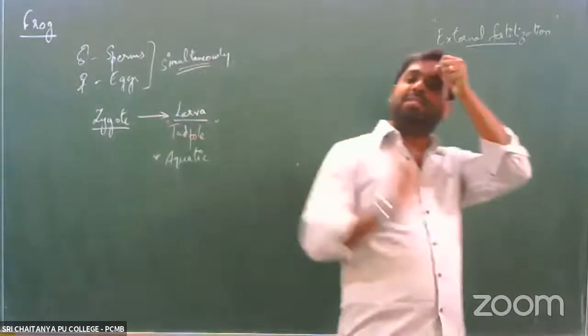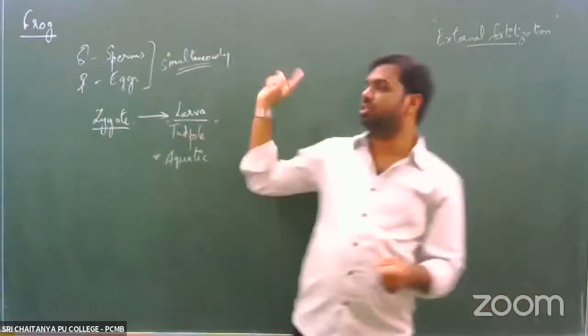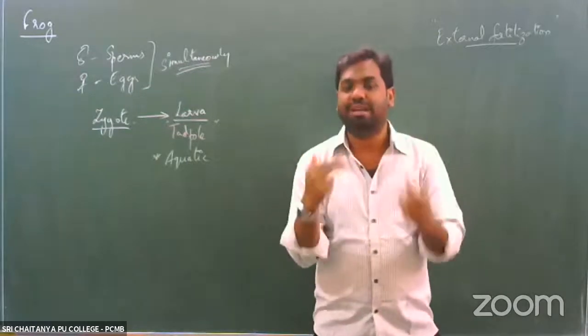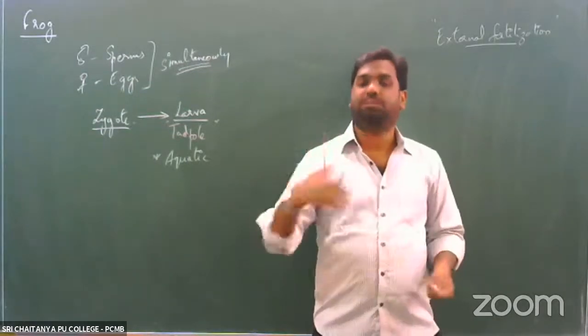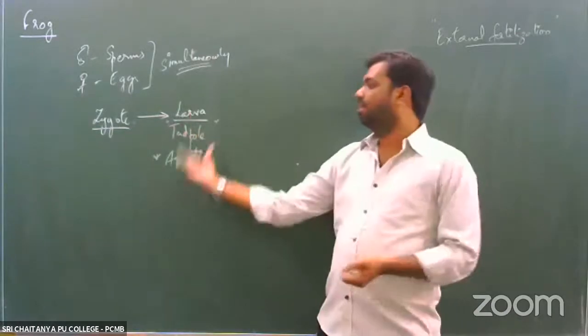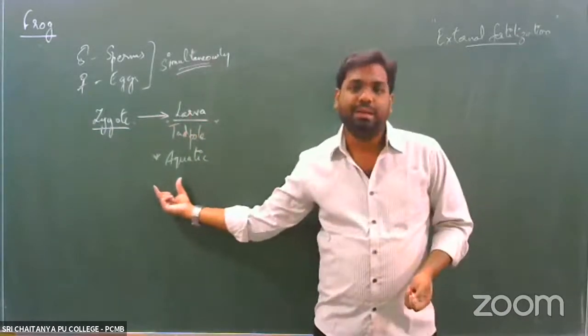Now, why is the tadpole larva aquatic? Because we just saw that the fertilization takes place in water. So the initial development of the organism also takes place in water. So since the initial development takes place in water, the larva is said to be aquatic in nature.